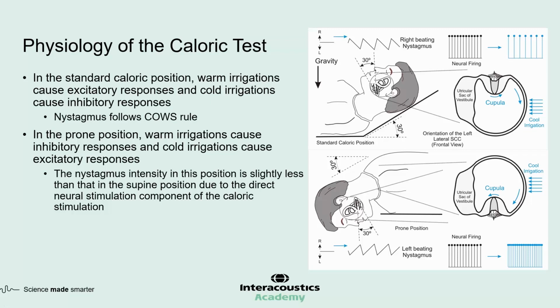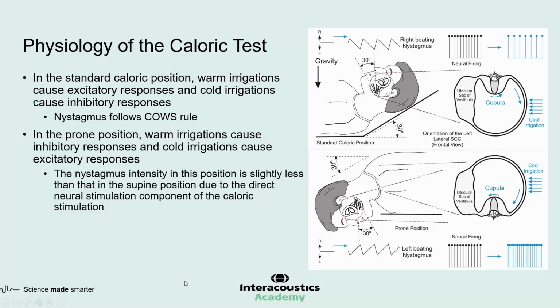This will cause excitation from the irrigated ear, which is the opposite of what you saw in the standard caloric position. In this position now, the nystagmus would be in the opposite direction. You may want to call that COWS, which means cold opposite, warm same. There's a slight difference between these two positions.